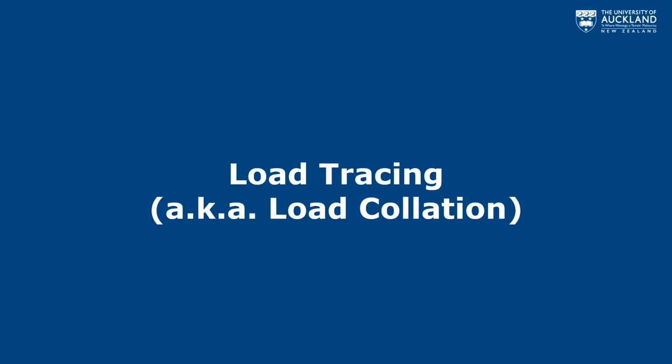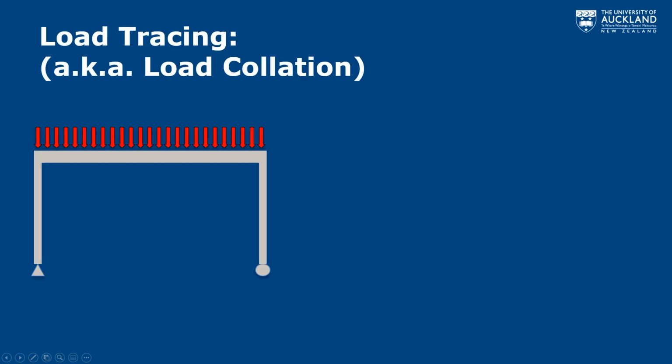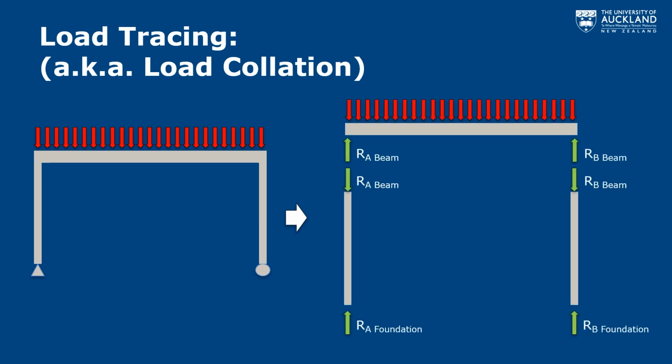So, as I said, analogous to load flow, the analytical side of load flow is load tracing, or sometimes referred to as load collation. And with this, we're effectively doing the same thing as load flow, except we're just putting some actual numbers to it. So we showed this load flow example at the beginning of the lecture. And with this, as I said, the only change here is instead of this being qualitative, it is now quantitative. So we've worked out what this uniformly distributed load is, can solve for the reactions here, and then we know that those reactions will then have to be equal and opposite onto our columns, and the foundation will have to be the reaction which resists that.